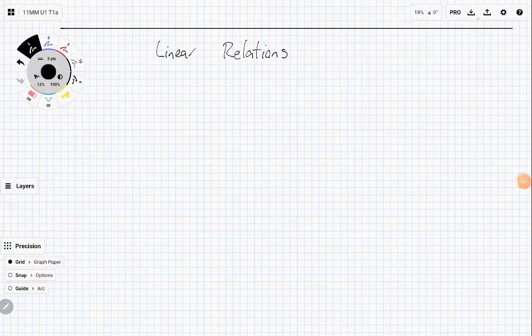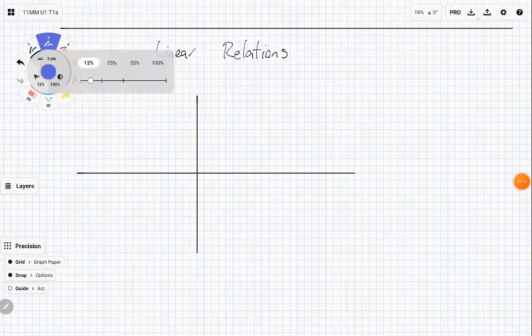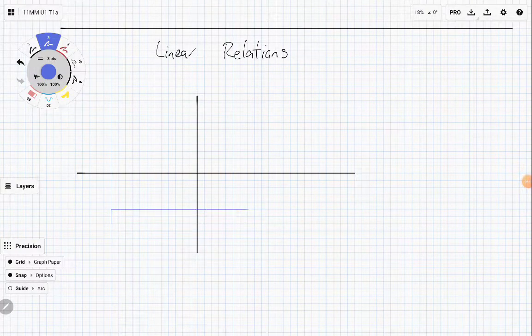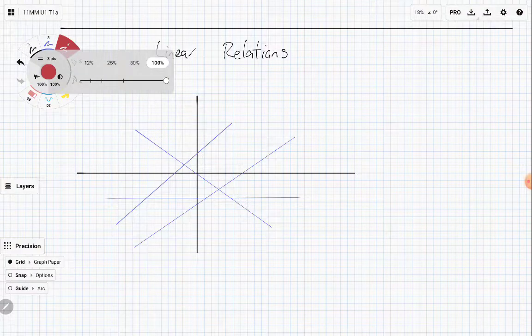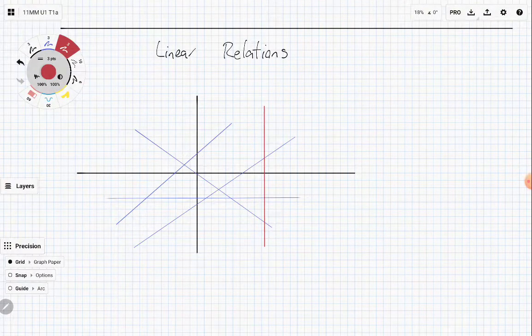Last couple of lessons I've been talking about linear functions, and now I want to talk about linear relations. So linear functions allow us to have all sorts of things. They allow us to have lines that look like this, lines like this, lines like this, lines like this, lines like this. But the one thing that they're not allowed to do is to have lines that look like this, vertical lines. Vertical lines are relations. They are not functions, they're relations.